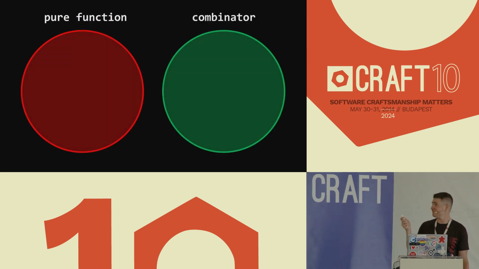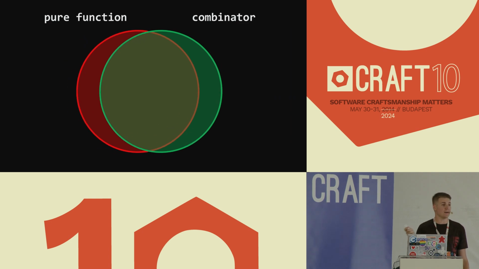The answer is not really. You could think of a pure function that refers to a hard-coded constant that always gives you the same answer, but because it refers to that constant, it's not a combinator. So they're almost the same, but there are these corner cases.